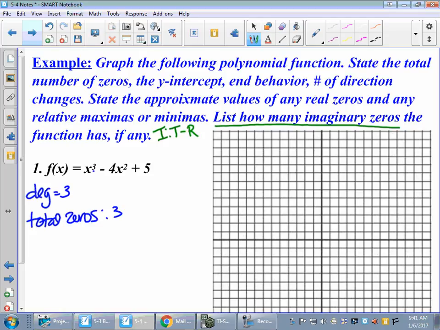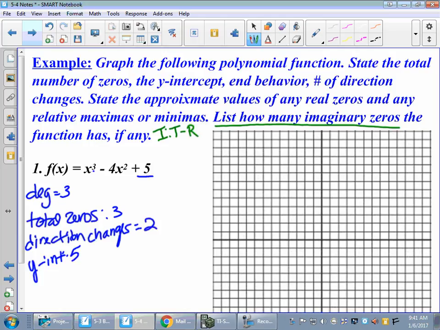I know that my number of direction changes is going to be 2. So this graph is going to change direction twice because 3 minus 1 is 2. My y-intercept, I'm looking at it here. If I plug 0 in for the x values, those first 2 terms will go away. And so my y-intercept is 5.